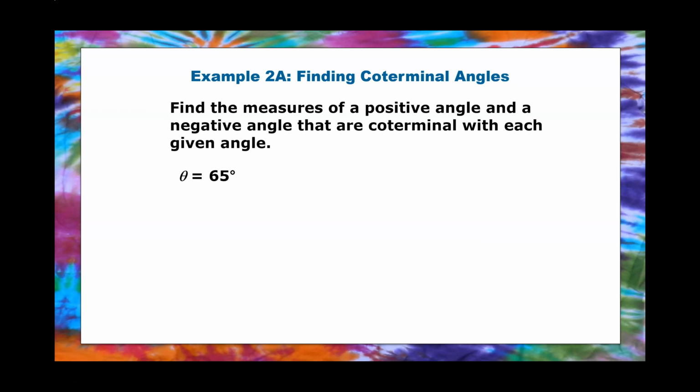Now for the negative one, I'm going to subtract 360. And that's going to give me negative 295. And that's going to be my negative answer. Now, like I said before, there's an infinite number of these, so you could keep adding 360 to the top one and keep subtracting 360 to the bottom answer if that's what you so desire.